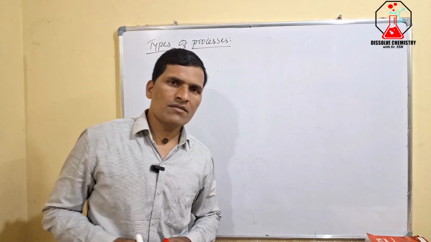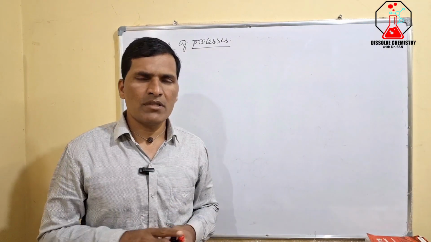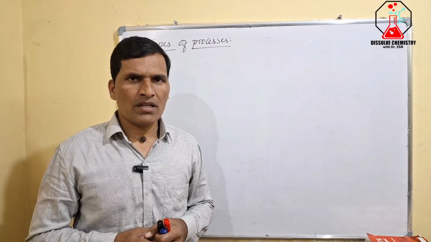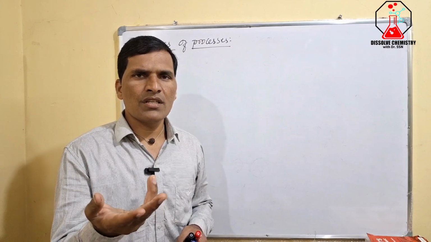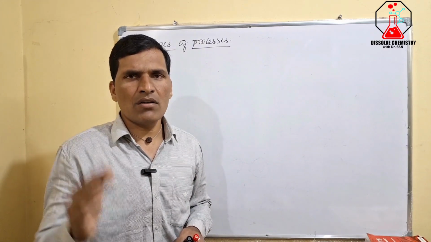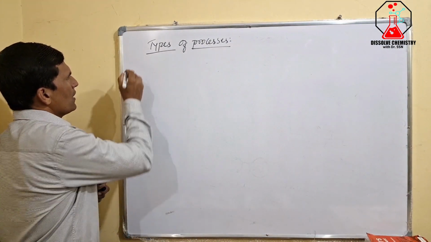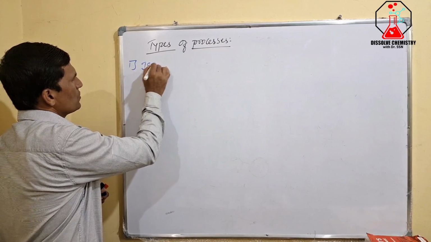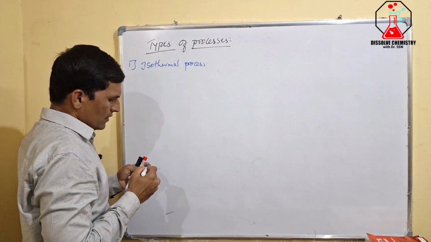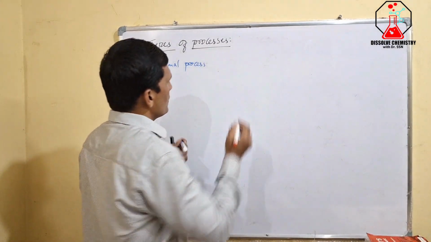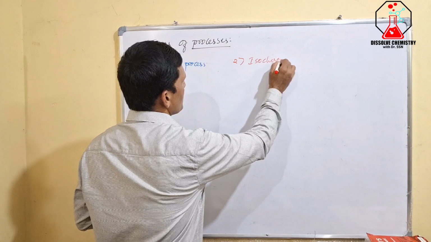Well, how we categorize these different processes is that, for example, we know the state variables like pressure, temperature and volume. So what are the variables which are allowed to change and what are the variables which are kept constant? Based on that, we are going to categorize them into various types, and the first one is the isothermal process. The second one we call the isochoric process.